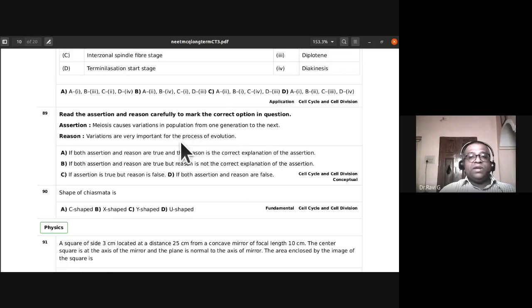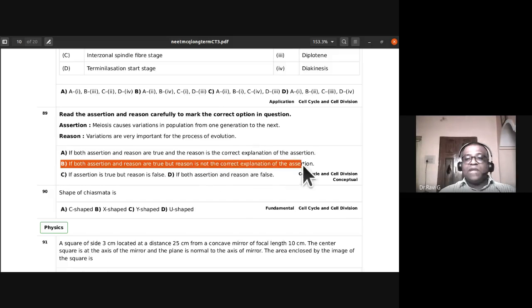Read the assertion and reason carefully to mark the correct option in the question. Meiosis causes variation in population from one generation to the next. Variations are very important for the process of evolution. So what is the answer for this? They have not said why there is variation in the reason. They have said variations are important for the process of evolution. So which is the answer that they have given? Both the statements are correct. Okay. And so the reason is not the correct explanation. That is what I feel. So what is the answer they have given in the answer key?